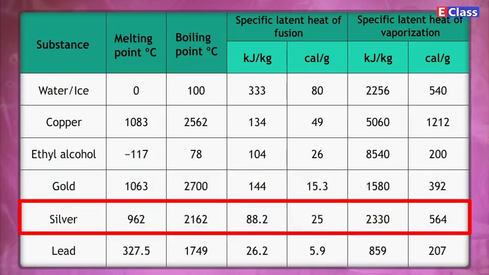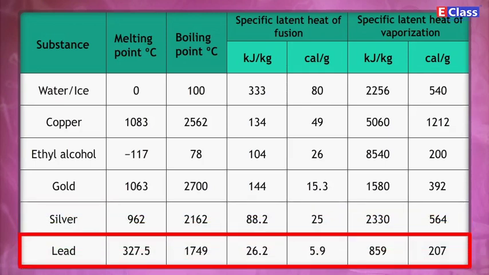Substance: silver. Melting point: 962 degrees Celsius. Boiling point: 2162 degrees Celsius. Specific latent heat of fusion: 88.2 kJ per kg, 25 cal per gram. Specific latent heat of vaporization: 2330 kJ per kg, 564 cal per gram.